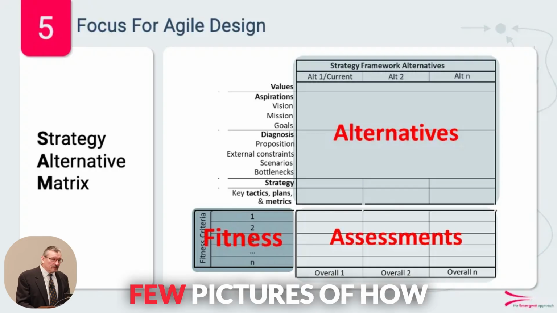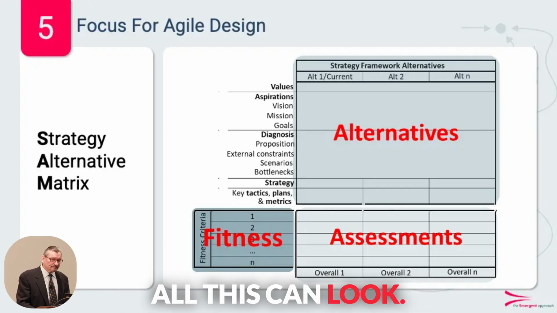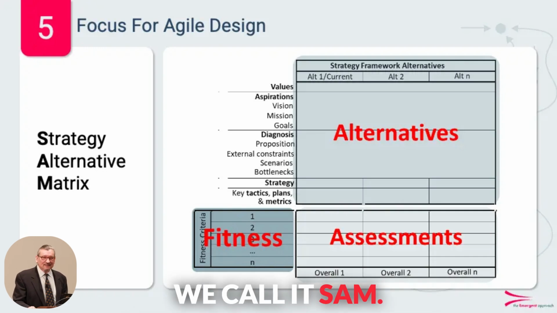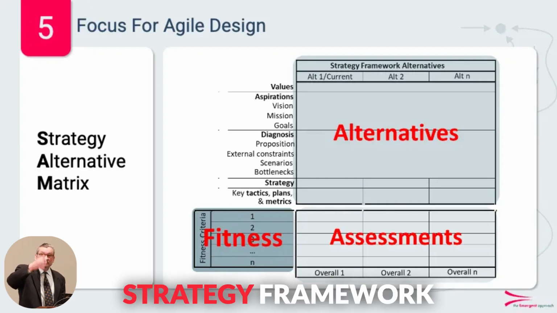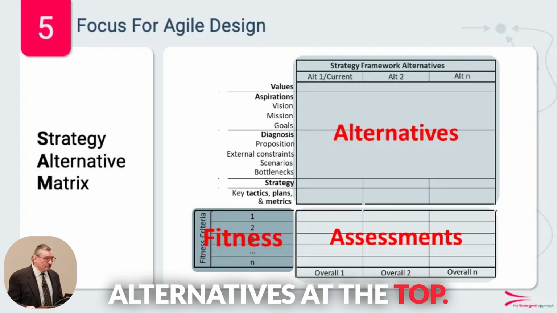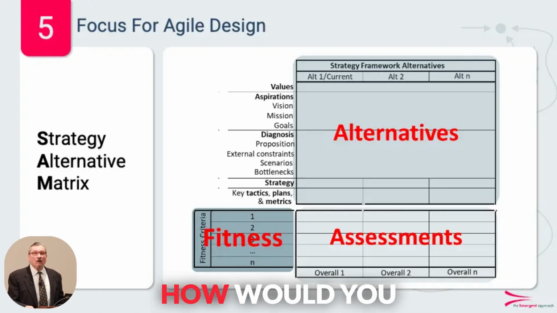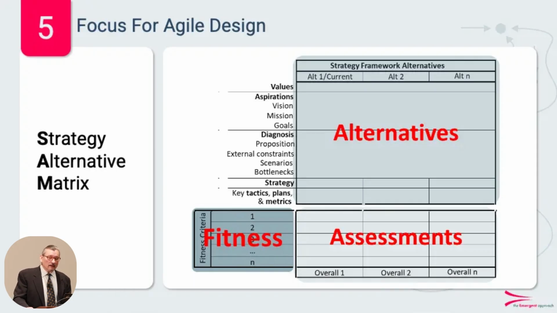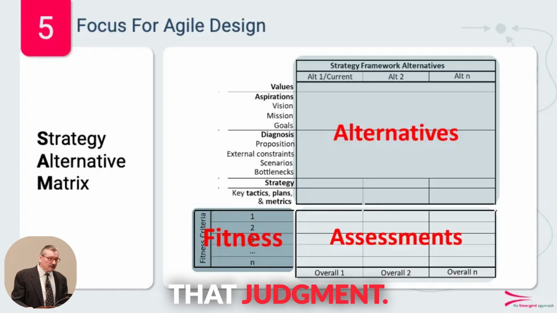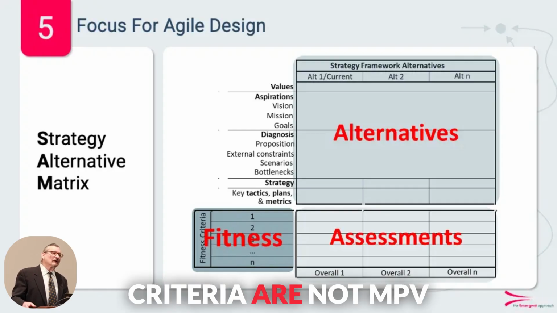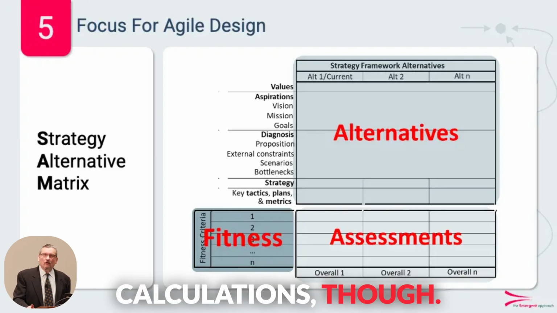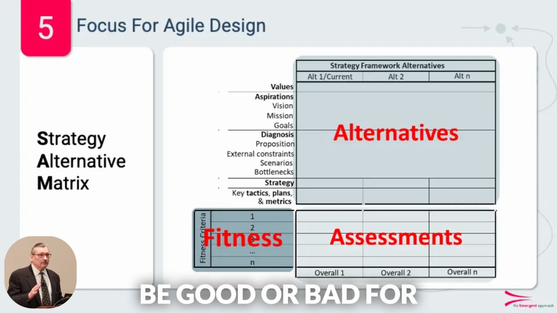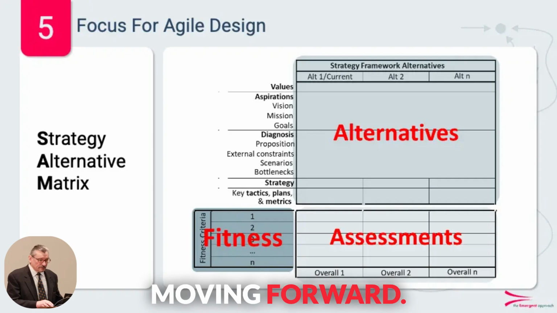Let me give you a few pictures of how all this can look. So here's the strategy alternative matrix. We call it SAM. There's your strategy framework alternatives at the top. The fitness criteria, how would you judge one alternative versus another? And then the assessments are how you make that judgment. And these fitness criteria are not NPV calculations, though they may include numbers, but they are all the factors that you believe would be good or bad for moving forward.